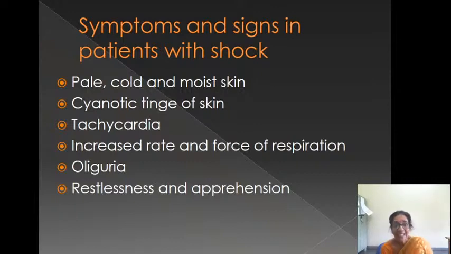Okay, then there will be increased rate and force of respiration, because of your increased sinoaortic chemoreceptor discharge. Sinoaortic are nothing but the buffer nerves. That is why you see the rate and force of respiration increases. Okay, then because of the stimulation of your vasomotor center, oliguria, renal arteriolar constriction will be there. Because of this renal arteriolar constriction, urine output is very less.